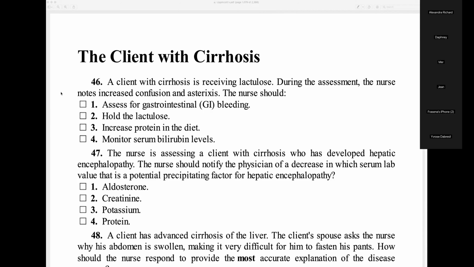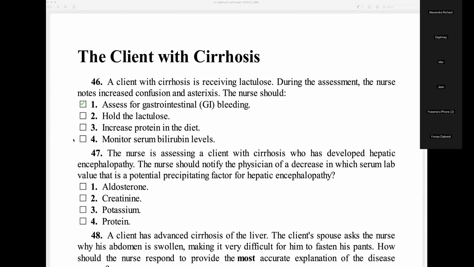So this is a really tricky one. It's a very tricky question. Clients with cirrhosis can develop hepatic encephalopathy caused by increased ammonia levels. So we're giving them the lactulose because of the confusion. They're confused because their ammonia is up. So if we hold the lactulose, their confusion will get worse. Okay?